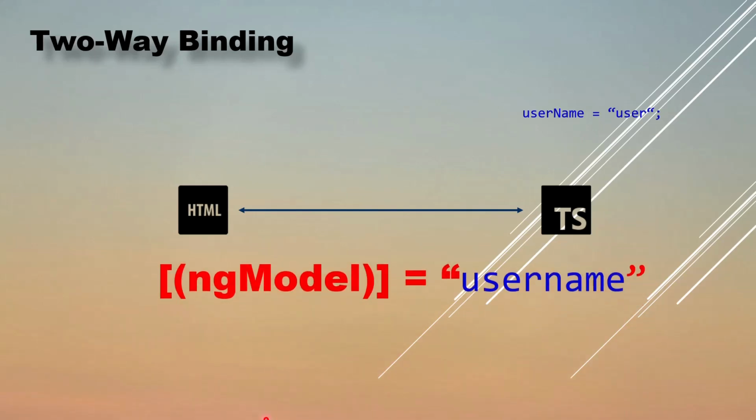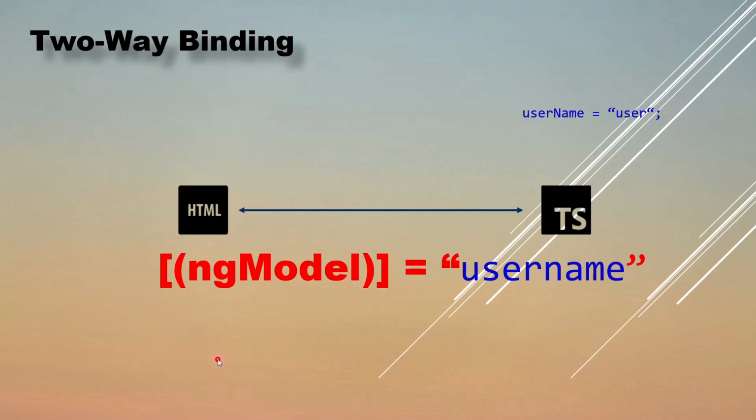So how can we access this? We have said square brackets are for property binding. ngModel is one of the properties, and this bracket means it is an event. So we are combining both property binding and event binding. When we combine both with ngModel, then it will access those variables.